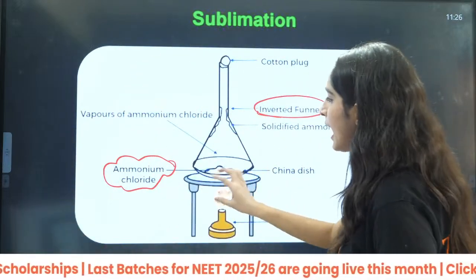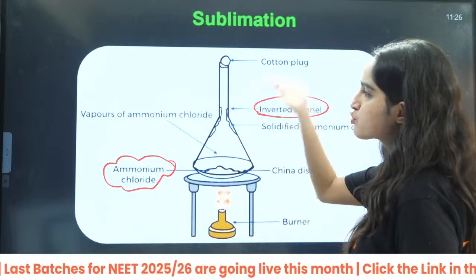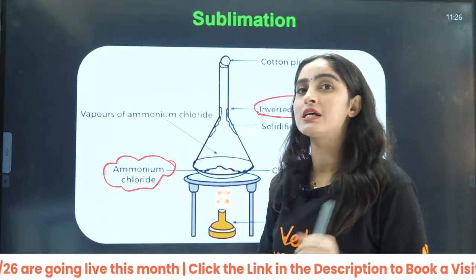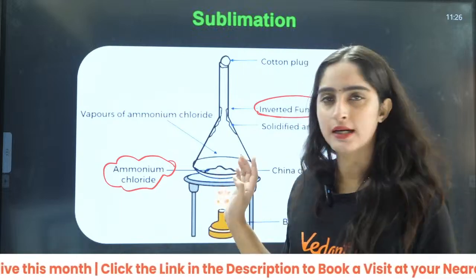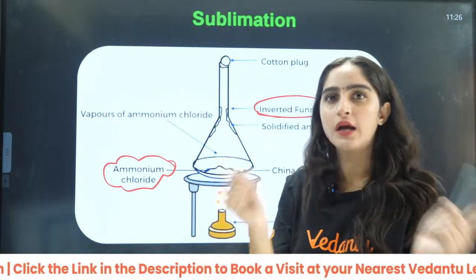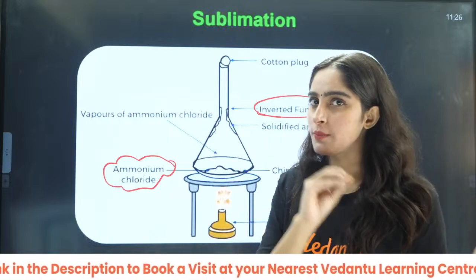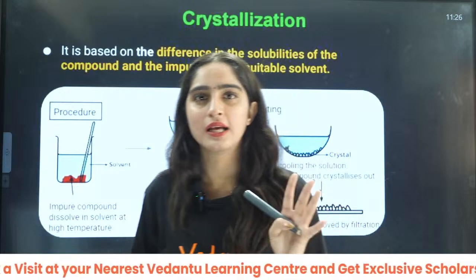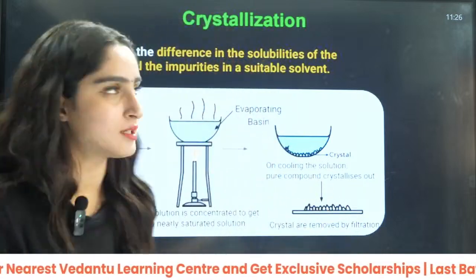Now, what will happen? Ammonium chloride is going to vaporize here. And the other compound, which is non-sublimable, will stay here, right? So that is how you differentiate between non-sublimable and sublimable substances, right? So that was a very simple example, very simple method.